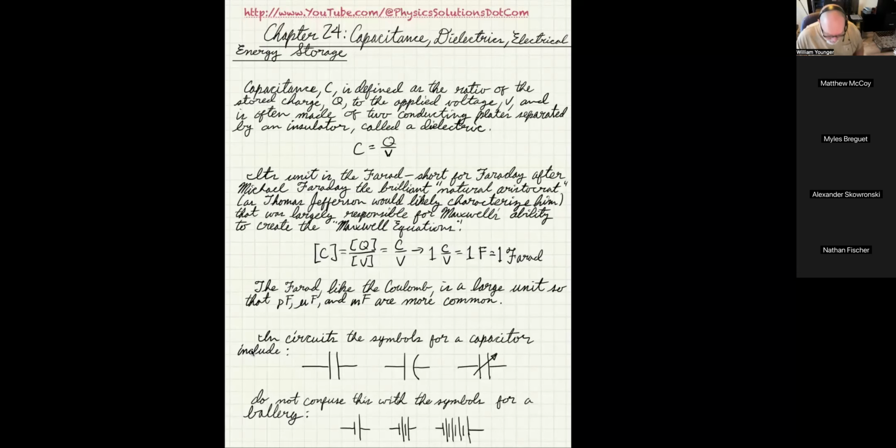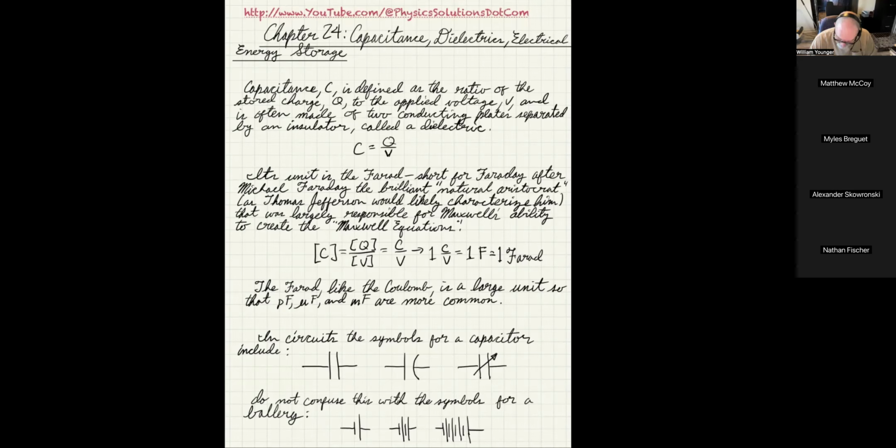All right, so I took the time to write a little bit of an introduction. As I said, it's chapter 24, capacitance, dielectrics, electrical energy storage. Capacitance C is defined as the ratio of the stored charge Q to the applied voltage V and is often made of two conducting plates separated by an insulator called a dielectric. Dielectric is basically the phrase that we use in the electrical engineering field for insulators, or it's one of the phrases we use. The formula, of course, is C equals Q over V.